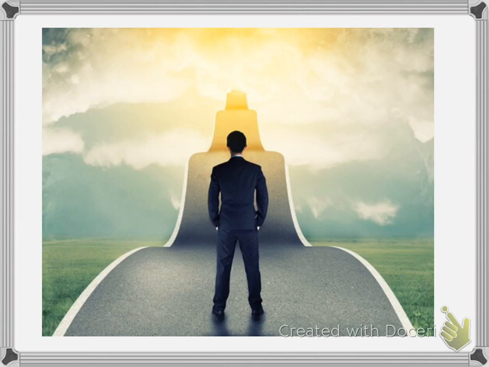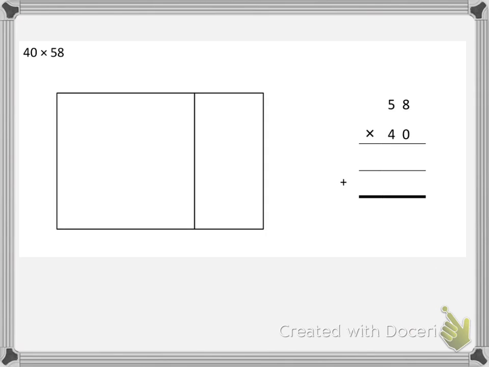All right, it looks like a long road ahead, but I know you can do it. Continue to do your best. 40 times 58. Use the area model and then use that standard algorithm by placing the partial products to solve for your product. And show me your work tomorrow.